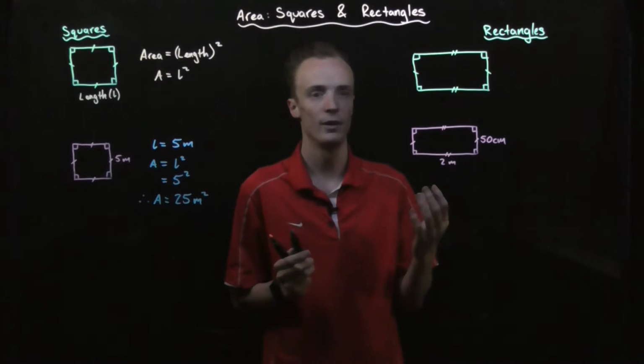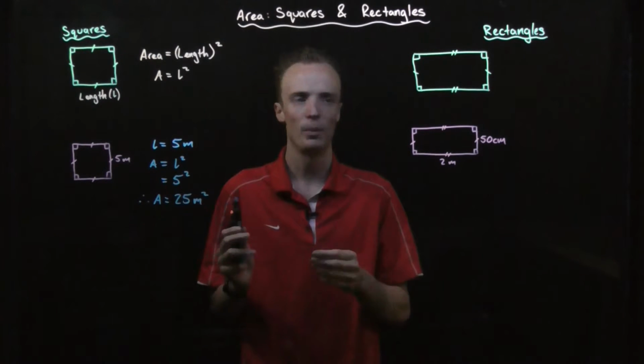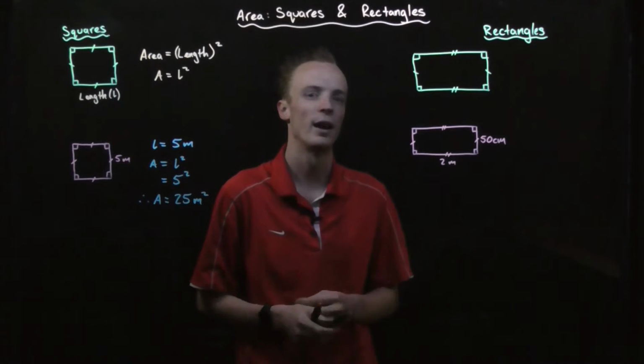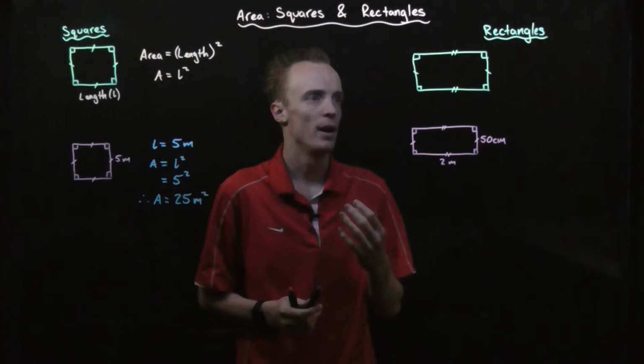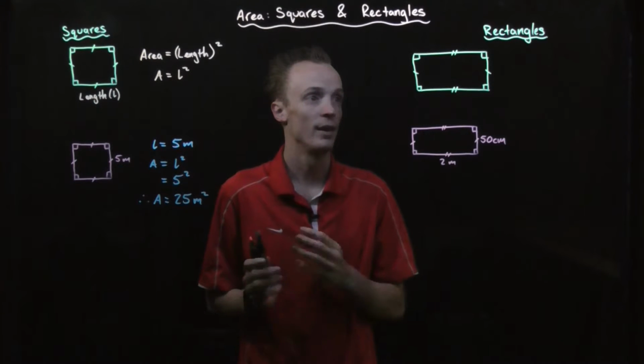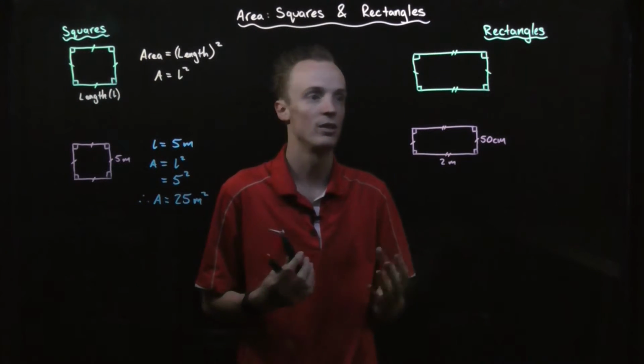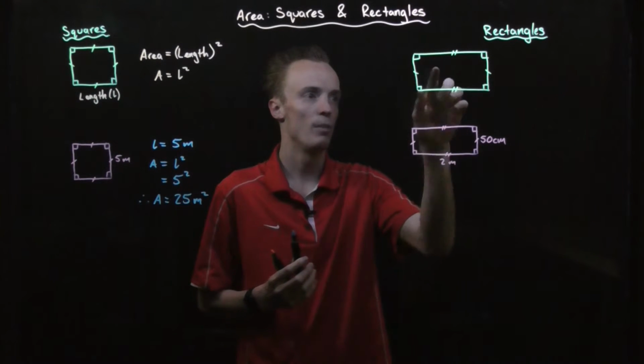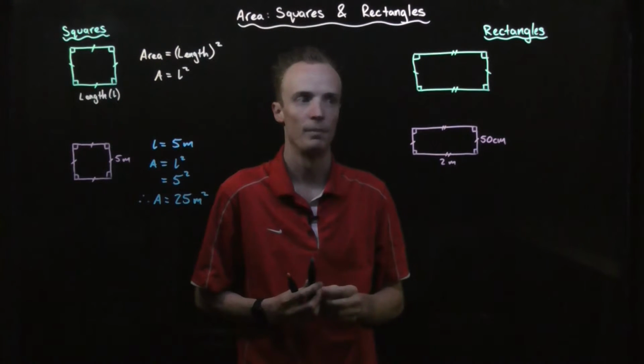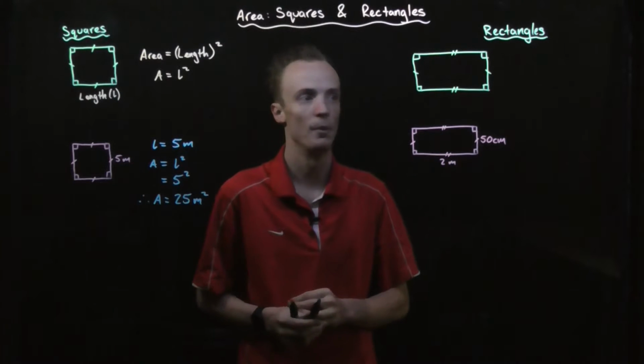Now rectangles are similar to squares in that we're going to multiply each side together in order to calculate the area. But rectangles differ from squares in that they've still got their 4 right angles between each side, but only the opposite sides are equal to each other. So it's not 4 equal sides anymore.